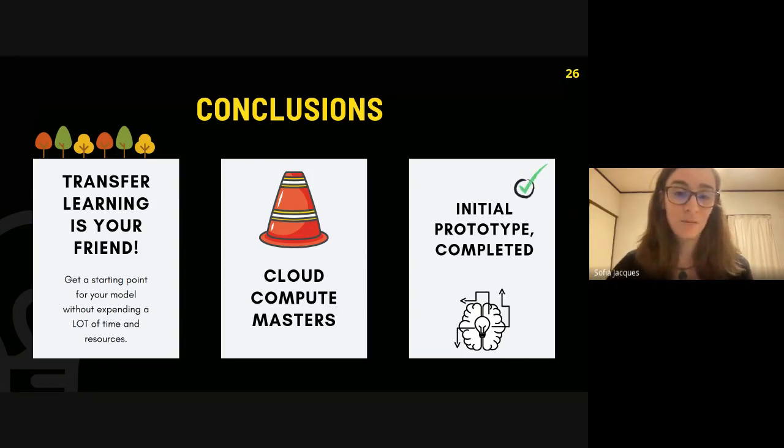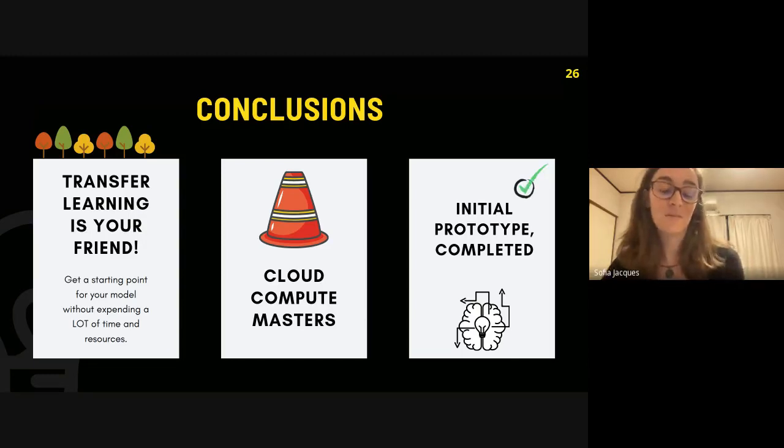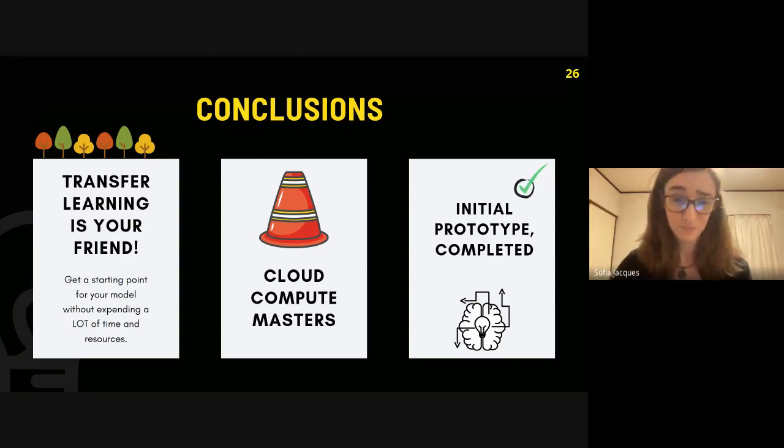As for becoming cloud compute masters, that came after several drawbacks, one of which was deleting the instance in the middle of the project, and we had to start all over again from scratch. And then the other one was the adventure of trying to assign a GPU to Google Cloud Compute, which took us like a week to figure out. But in the end, we became confident using the environment.